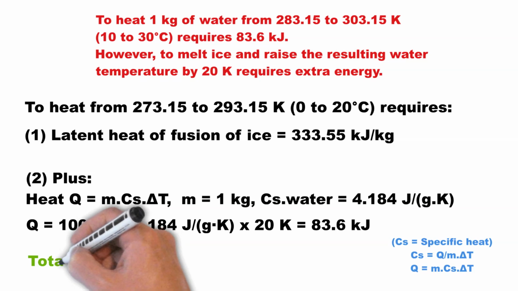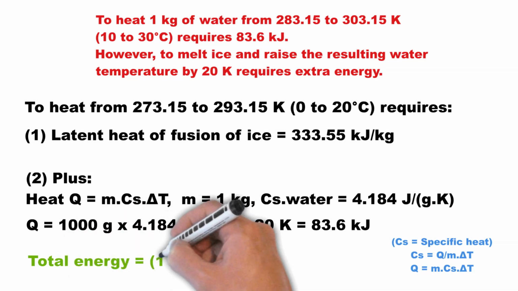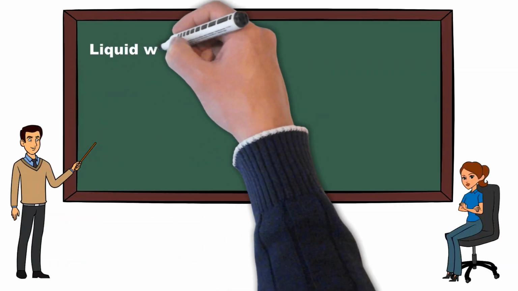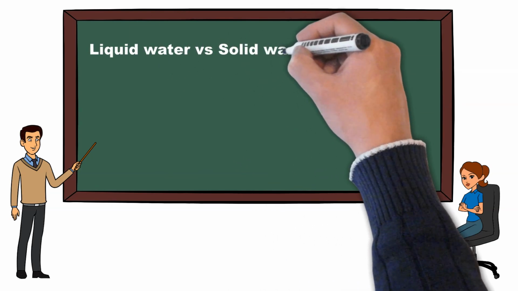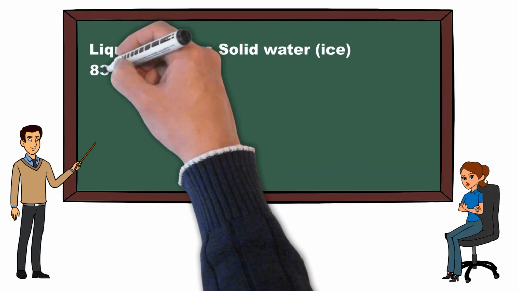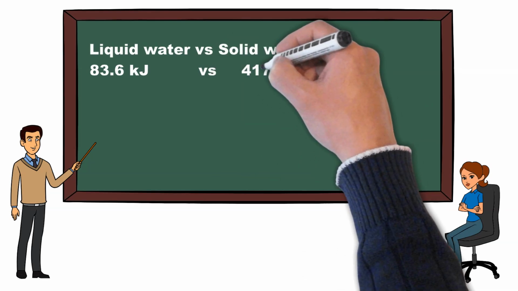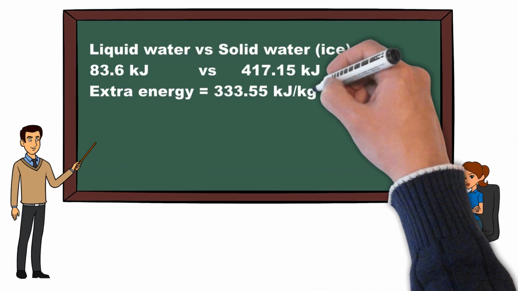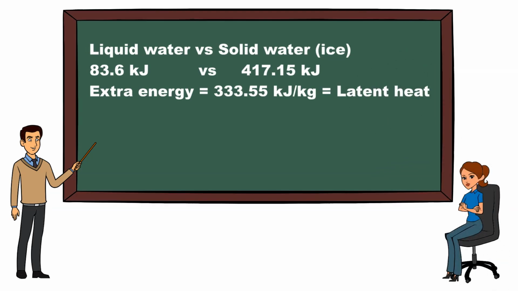The total energy is equal to the latent heat plus the actual heat, which is equal to 417.15 kilojoule. From this calculation, it can be understood that 1 kilogram of liquid water takes 83.6 kilojoule of heat to warm by 20 degrees Celsius. However, to cause the same temperature change, 1 kilogram of solid ice takes 417.15 kilojoule.